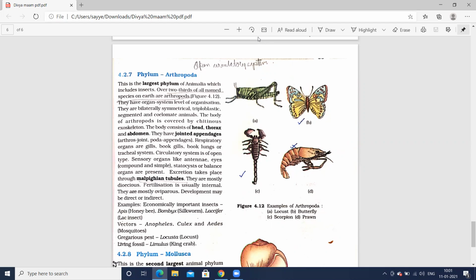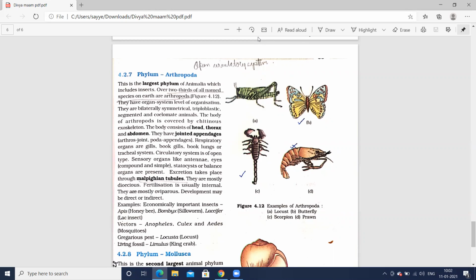The respiratory organs can be gills, book gills, book lungs, or tracheal system. What are book gills? Gills, everybody knows. I hope everybody knows about gills now. Gills are a mode of respiration in which animals? Fish. Yes. And if the gills are flap-like structures and gaseous exchange is taking place with them, then they have a very thin membrane.